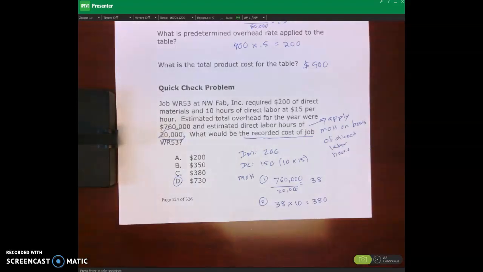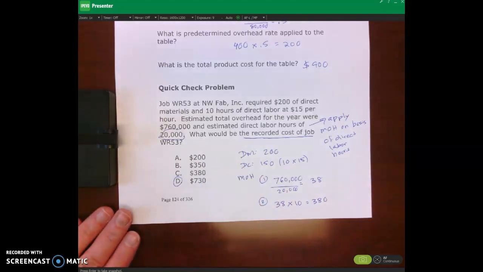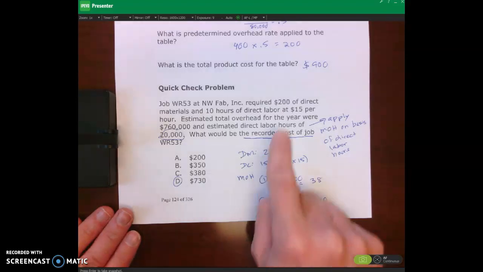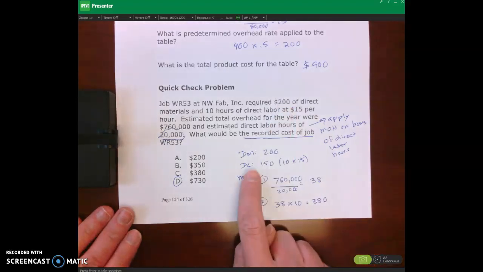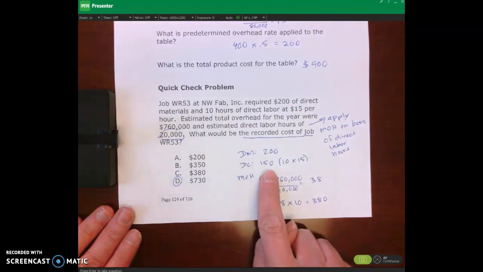Hopefully you got D as the right answer. So let's take a look at that. Remember, the total cost of the job is equal to materials, labor, plus overhead. Our materials are given to us. Our total labor, 10 hours at $15 an hour, so that's $150.